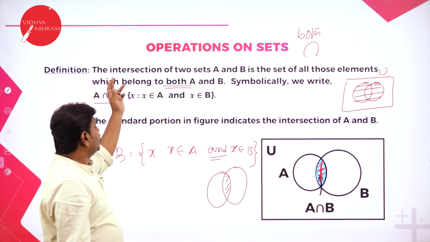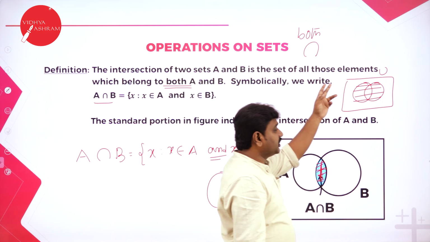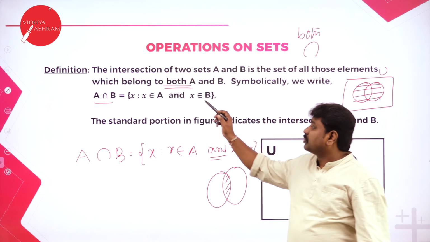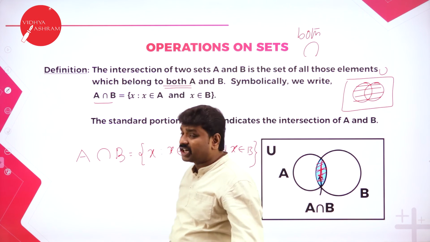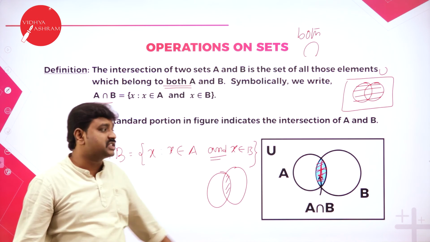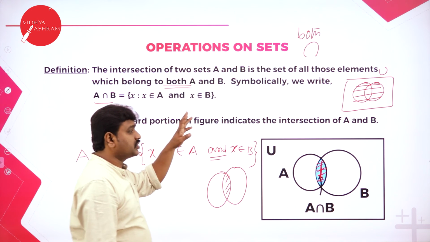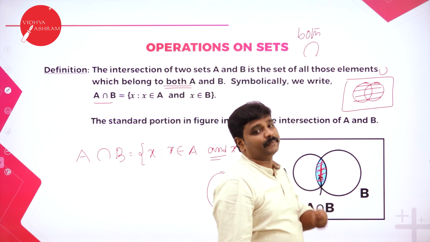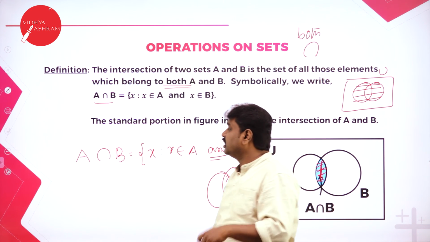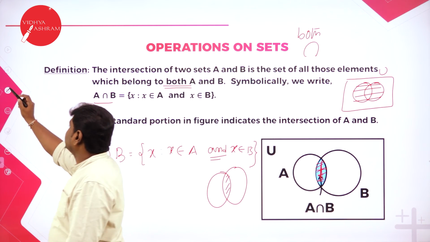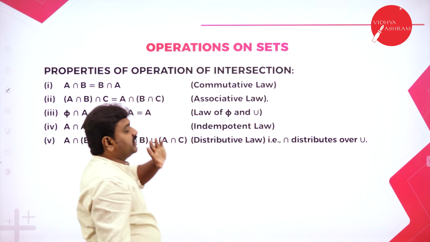What is intersection? Intersection of two sets A and B is the set containing those elements which belong to both A and B. Symbolically, we'll write A intersection B. A intersection B means what? x is such that x belongs to A and x belongs to B. Now, we'll go ahead with the properties of intersection.